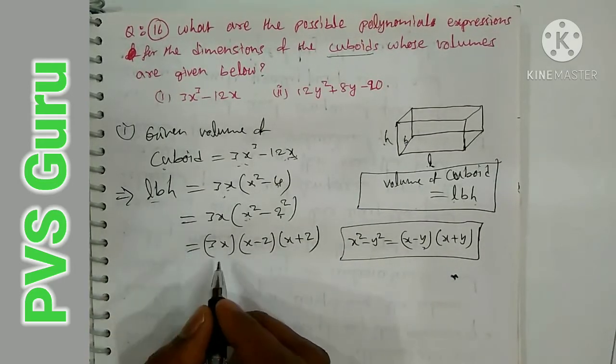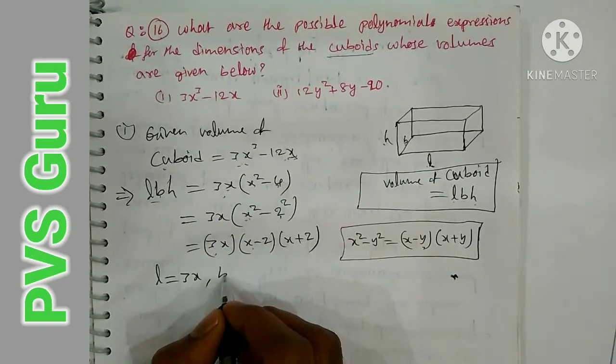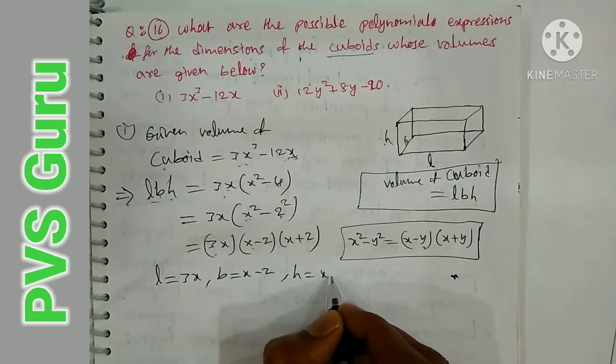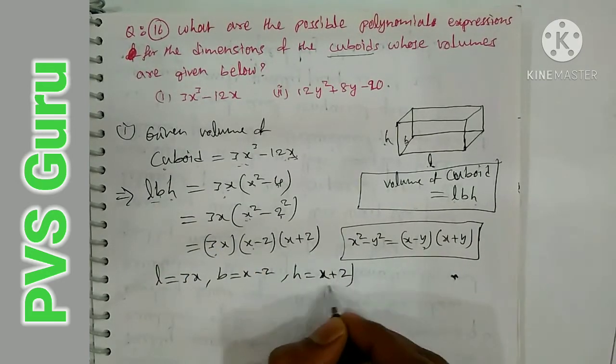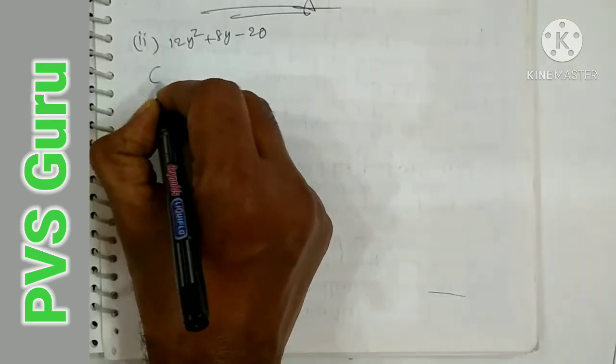Now here L is equal to 3x, the length of the cuboid is 3x, the breadth of the cuboid is x minus 2, and the height of the cuboid is x plus 2. So these are the answers, length, breadth and height.